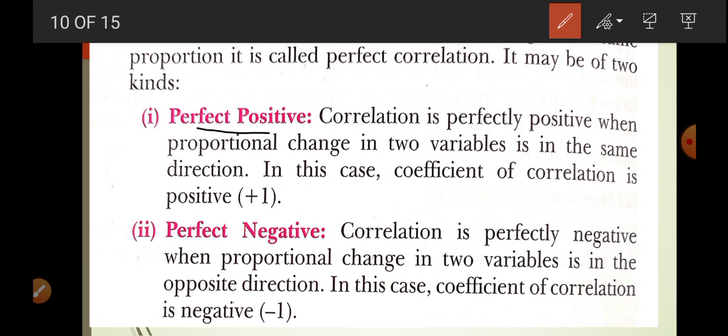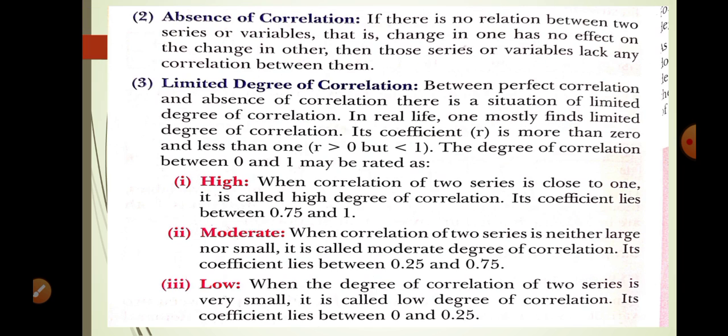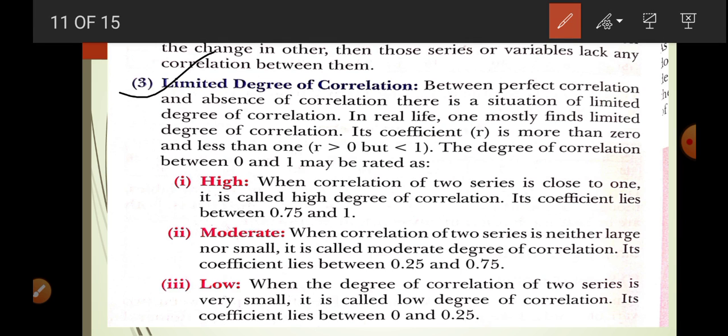So perfect positive, when value we get +1, perfect negative when we get the value -1. Now absence of correlation, that is zero degree of correlation, when two variables are not correlated, like price of fan and demand of potato or tomato, we don't find any relation. So when we collect the data and plot, there is going to be no relation. Okay, now limited degree, so within that we are going to study about high, moderate and low.